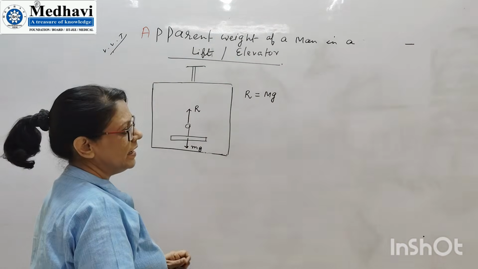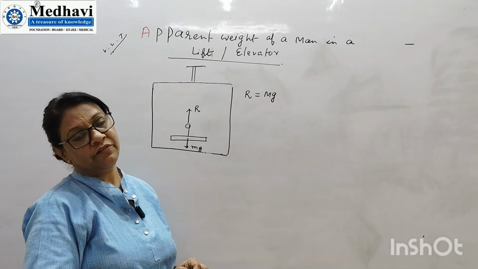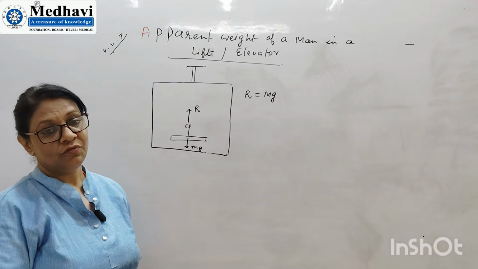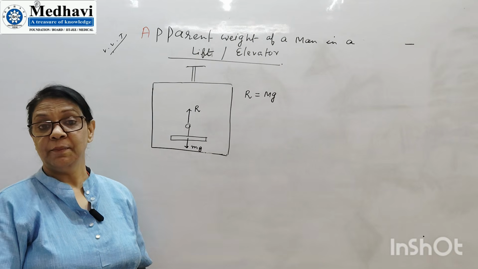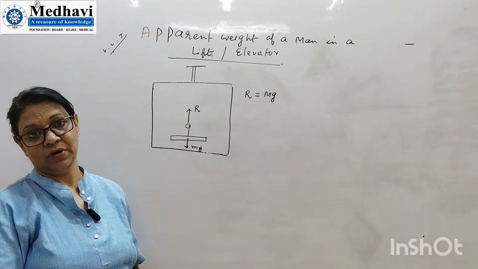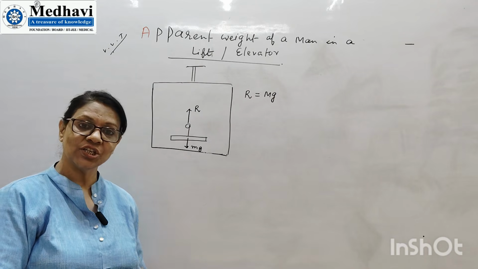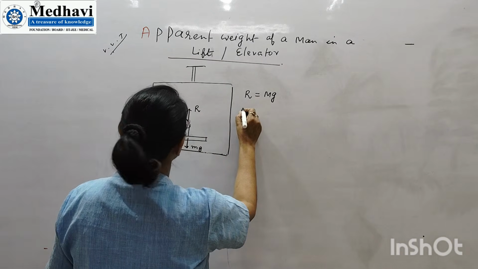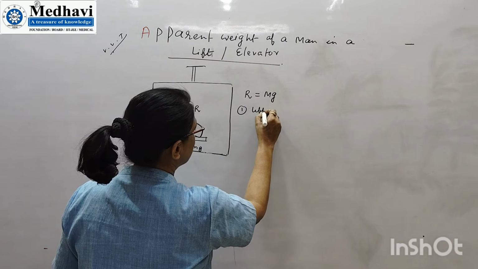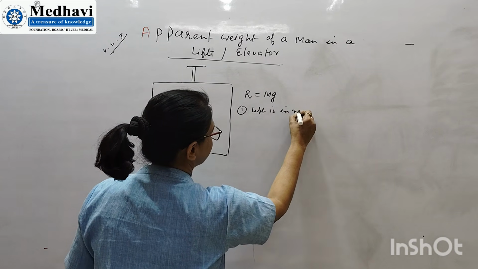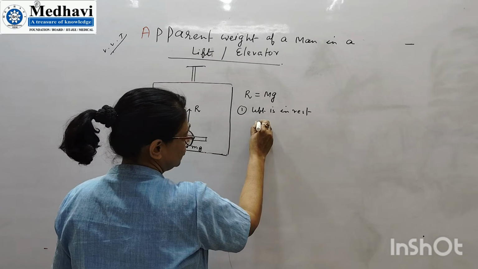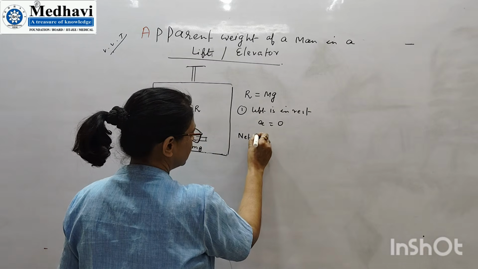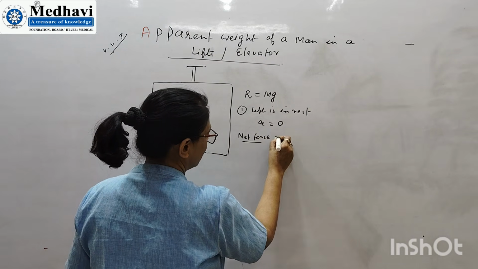I have already explained the free body diagram in my first video: when we start numericals, first we have to know the net force on the body, and in which direction the body is moving. The first condition I am explaining is that the lift is at rest, not in motion, so acceleration of the lift is 0. So the net force on the lift will be 0.